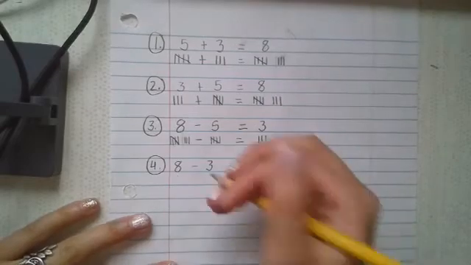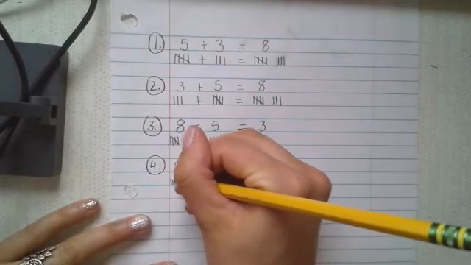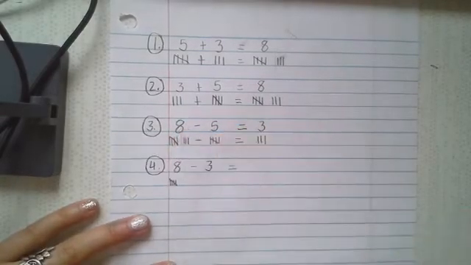So 8, let's put 8 tallies. 1, 2, 3, 4, 5. Pause the video if you need to. I will move it closer so you can see it.